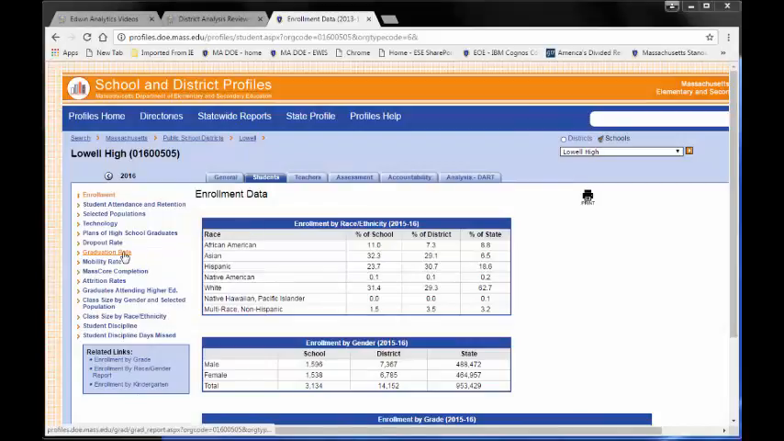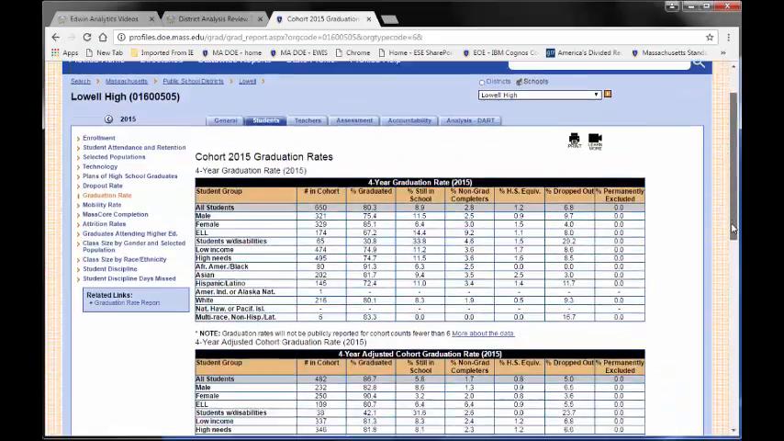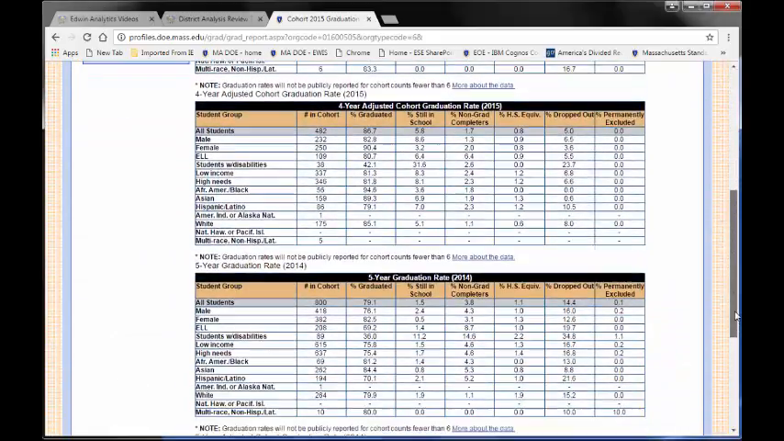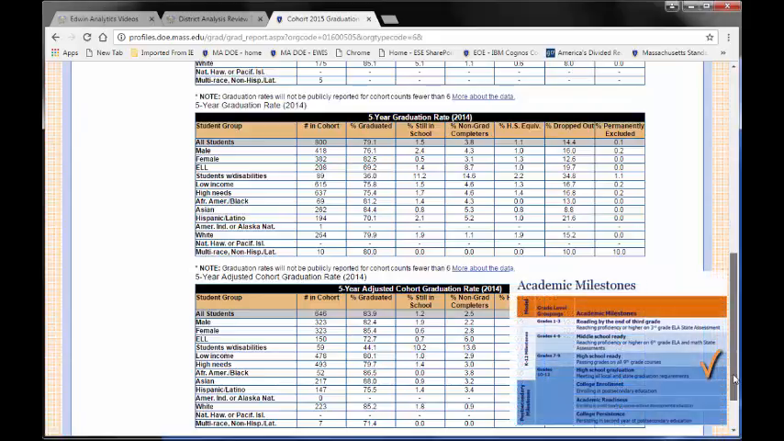From Profiles, select Graduation Rate. The 4-year graduation rates are calculated based on students completing high school in 4 years. ESE also recognizes that many students need longer than 4 years to graduate from high school, and it is important to recognize this accomplishment regardless of how long it takes. Therefore, we also publish a 5-year graduation rate. The 4-year and 5-year graduation rates are the rates the state uses when we publish graduation rates.